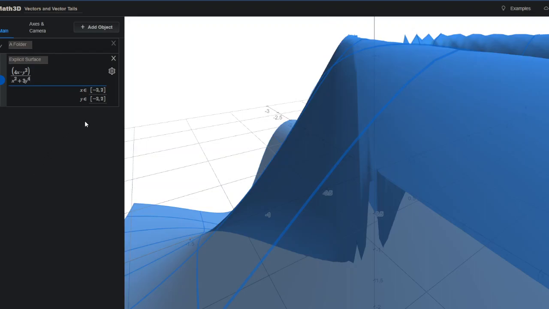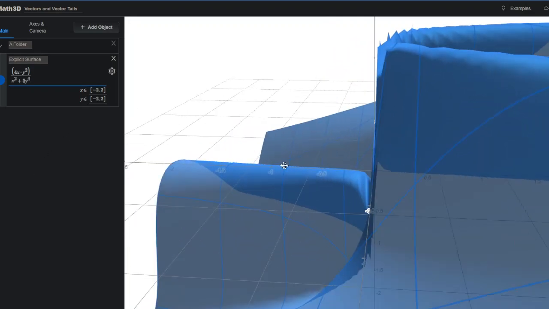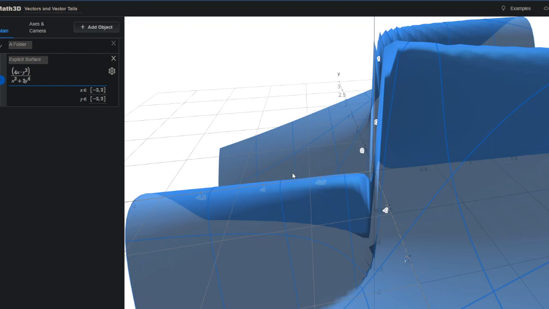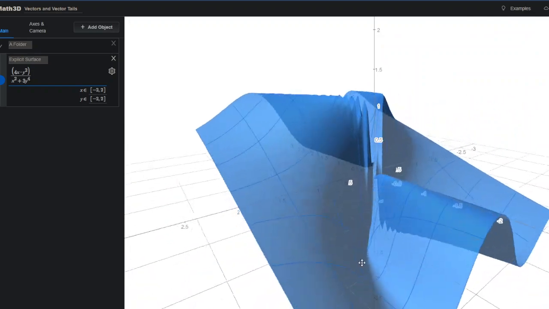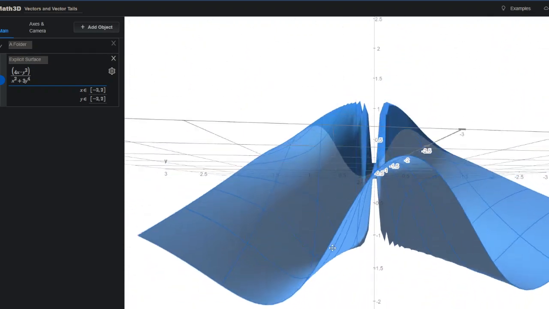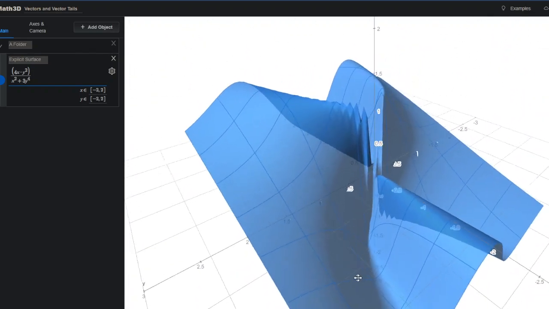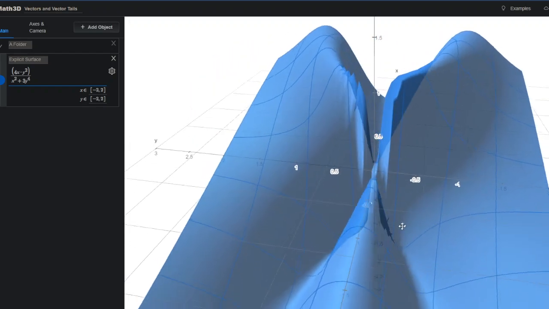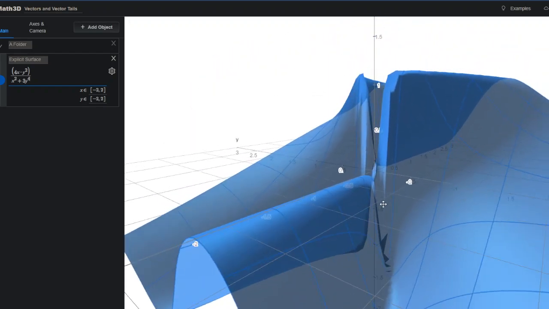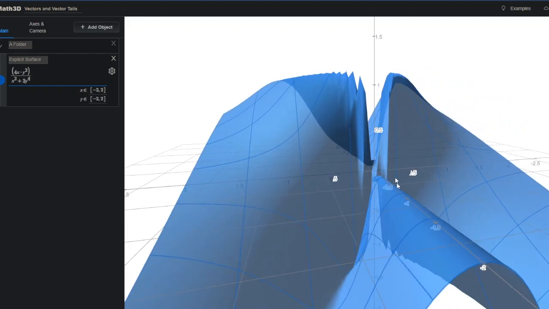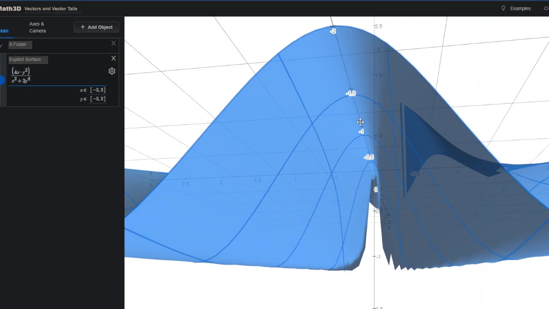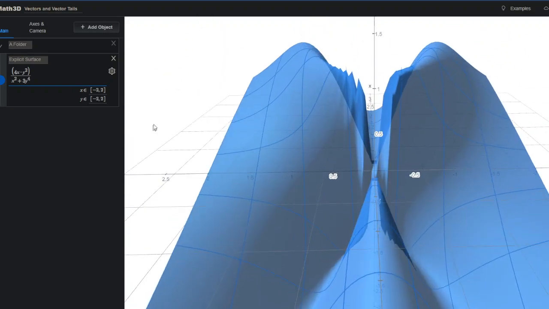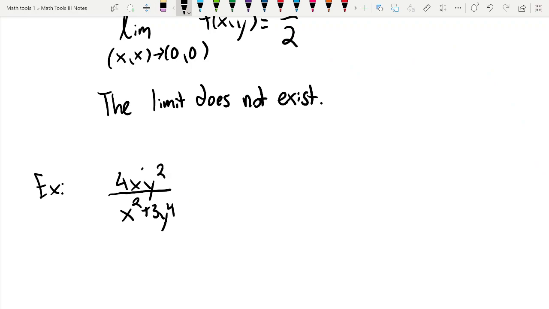Okay, so that all looks correct. So 4xy squared over x squared plus 3y to the 4th. So yeah, definitely getting weird around 0. So we'll look at what the limit algebraically says it is there. But we're hoping that it just doesn't exist at all. Okay. Because then that means that we have a chance to show that.